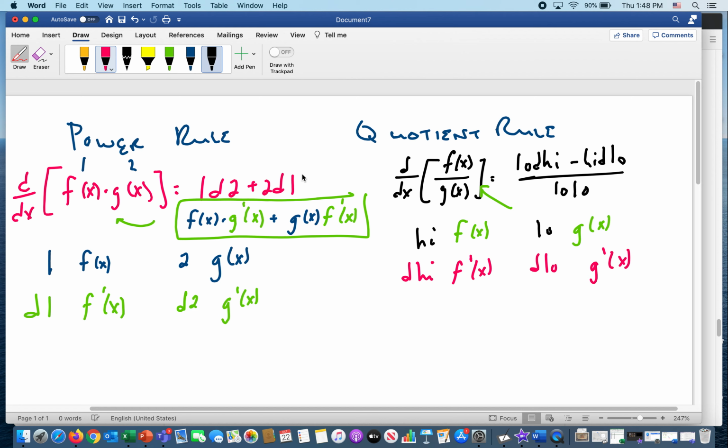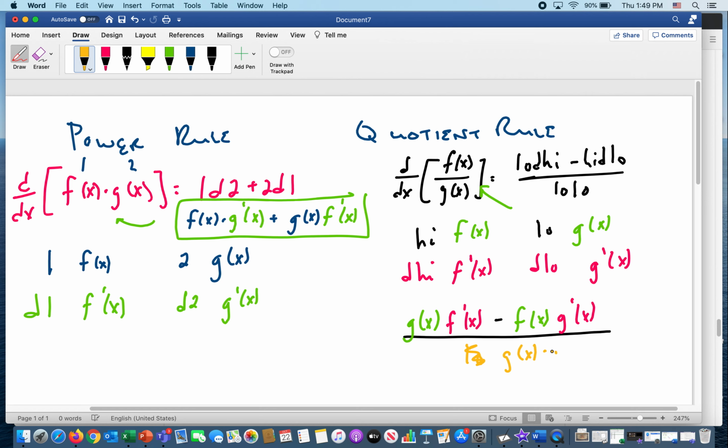So if I wanted the derivative of this thing, I would say low d high. The low is g of x, times the derivative of the high, f prime of x, minus the high, which is f of x, times the derivative of the low, g prime of x, over low low. When we write low low, what we mean is whatever's on the bottom: g of x times g of x.